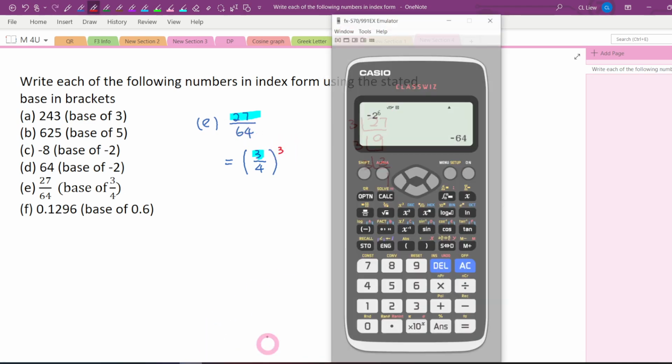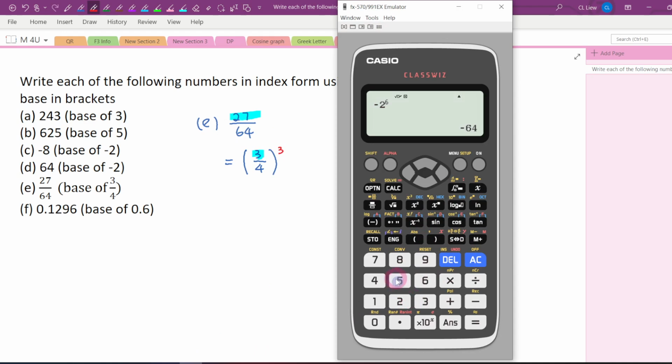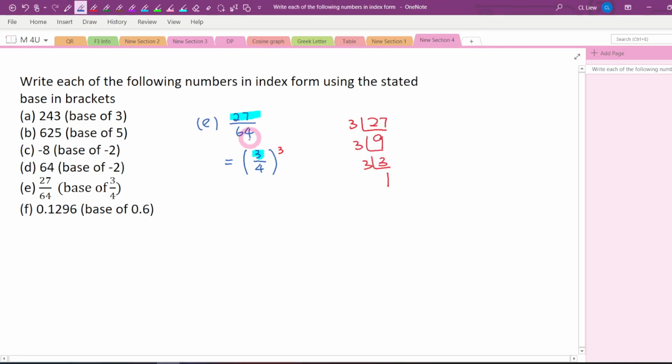Now you can check your calculator. Use a calculator to help you check the answer. 4 to the power of 3, see, 64. If you want to key in this whole thing, 3 over 4, remember to put parentheses, to the power of 3, yes, is equal to 27 over 64. Okay, so this is how we write this fraction in index notation.